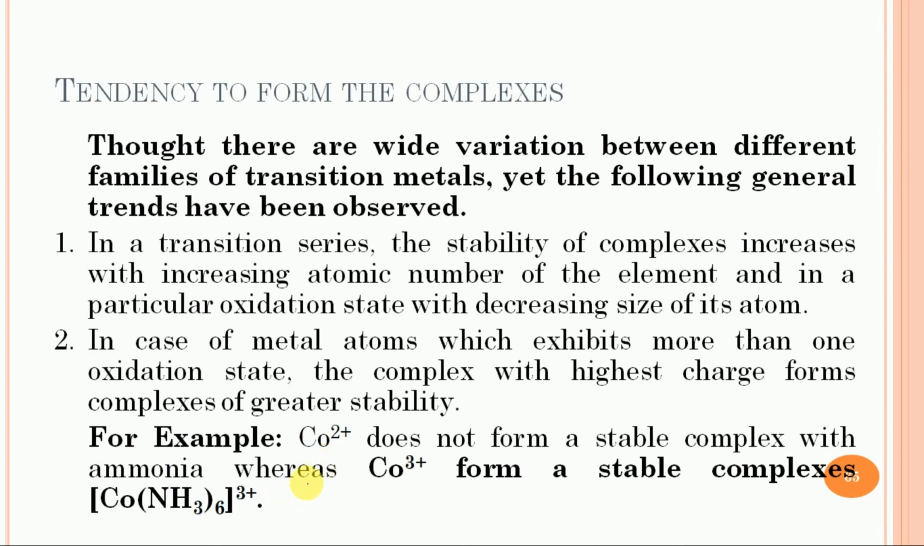For example, cobalt 2+ does not form a stable complex with ammonia, whereas cobalt 3+ forms a stable complex with ammonia. So the greater tendency of transition metals to form complexes is due to their small size, high nuclear charges, and the main factor, that is the availability of vacant d orbitals.